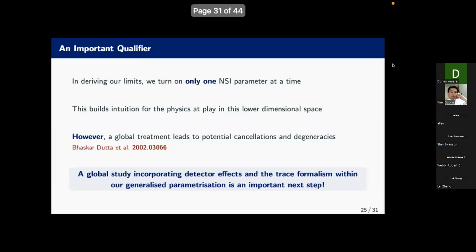One very important point is that we do this only one parameter at a time. I appreciate that this is not playing the game entirely fairly, because, as has been pointed out, it's important to consider everything in a global way, because you can have degeneracy, you can have cancellation. So to draw something accurate and representative of what we really expect, we really want to do a global analysis. I flag this now. So I think incorporating trace formalism as well as the detector effects that we modeled to perform such a global study within this general parameterization is a really important next step in this work.